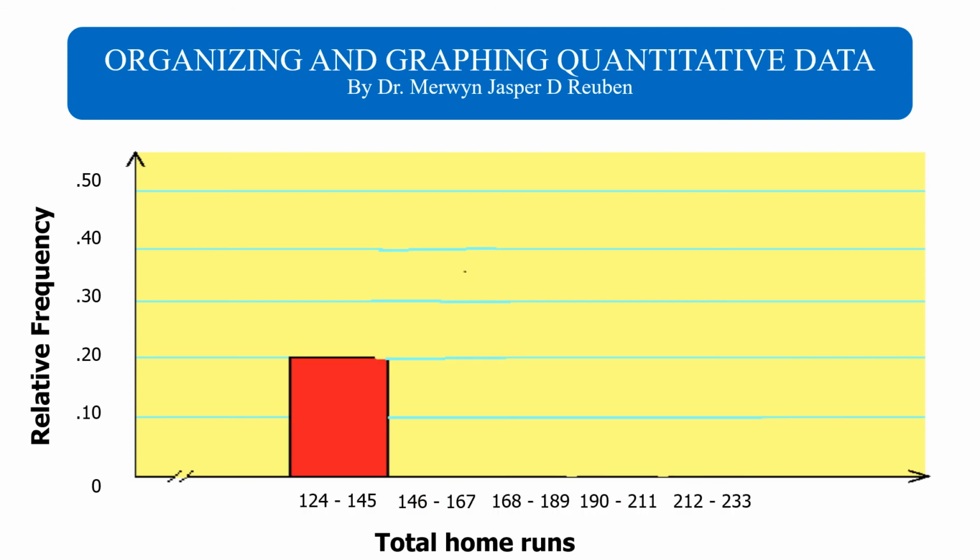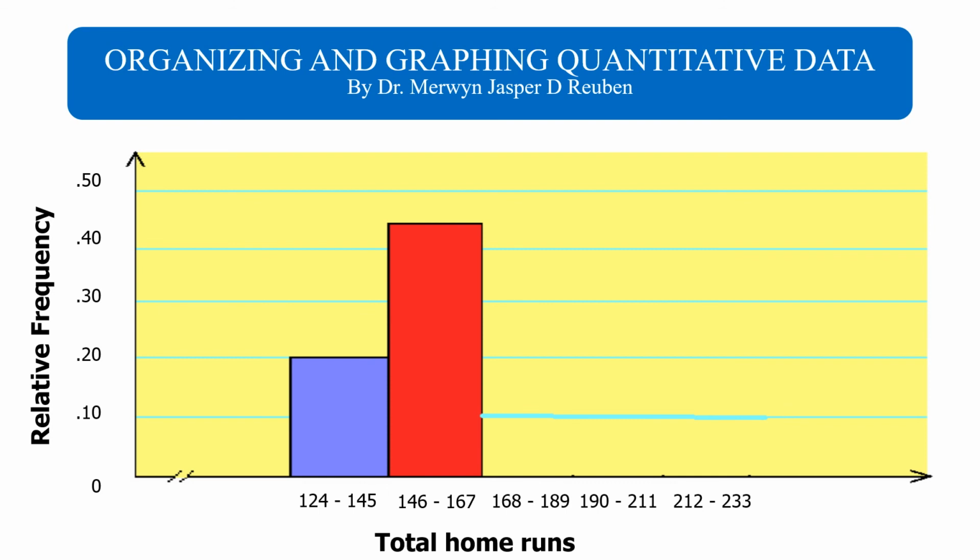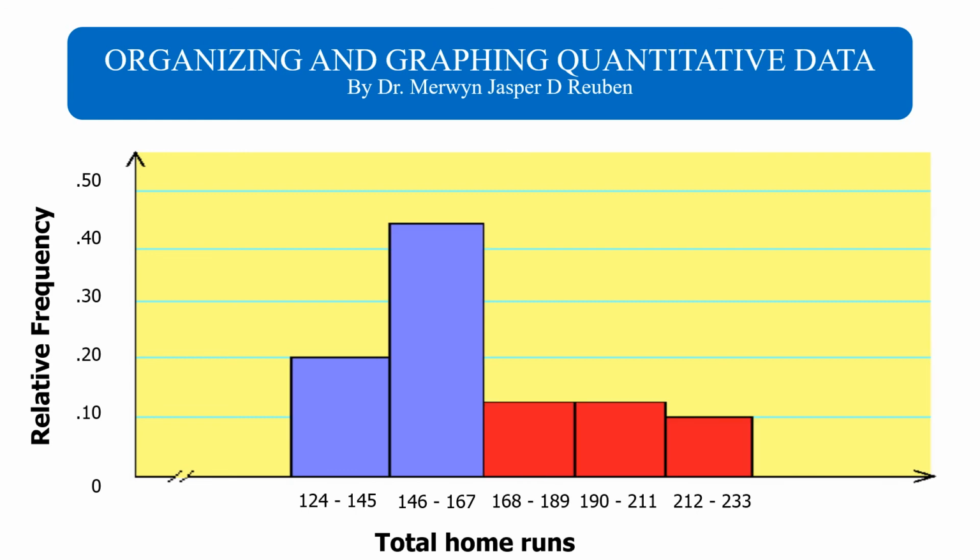The first bar is drawn here for the 124 to 145 class and the relative frequency for the first class is 0.2. So the height of the bar is equal to 0.2. The second class relative frequency is 0.433. So I mark the second class here. We continue and mark the relative frequency for the third class and the fourth class and the fifth class. Here, if you see, the bars will be touching each other, and this is the difference between a histogram and a bar graph, which we learned in the qualitative data.